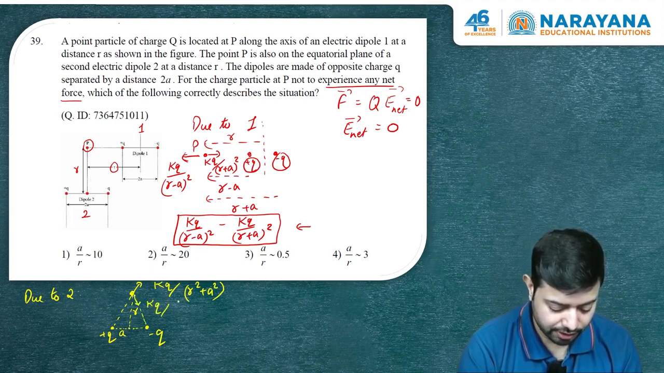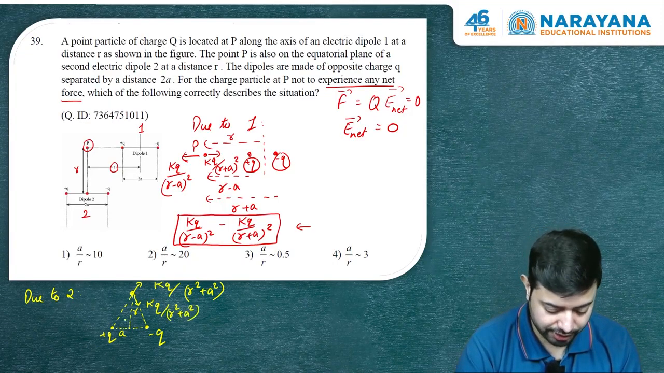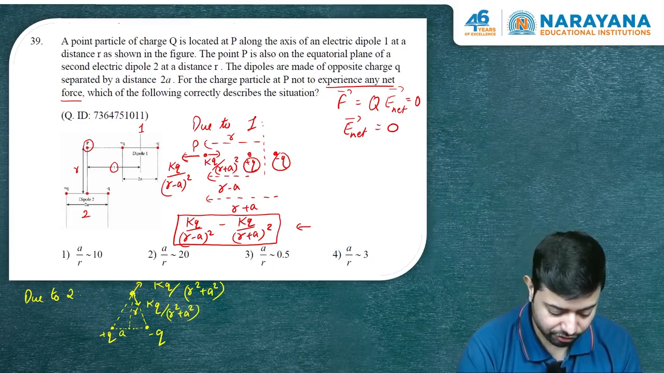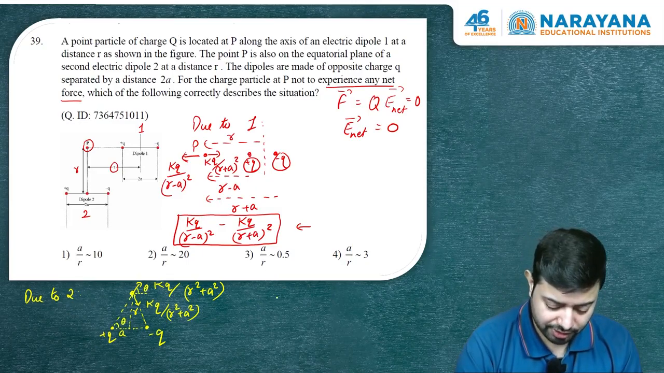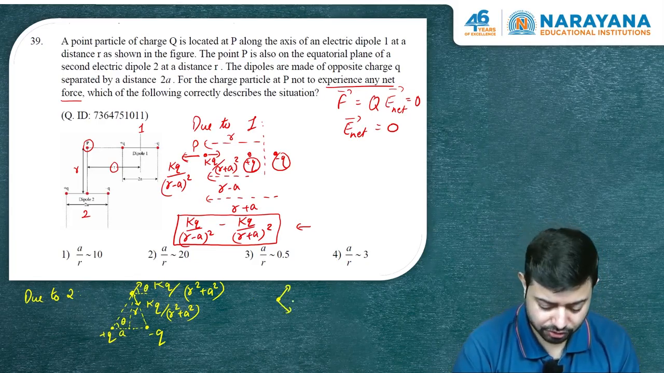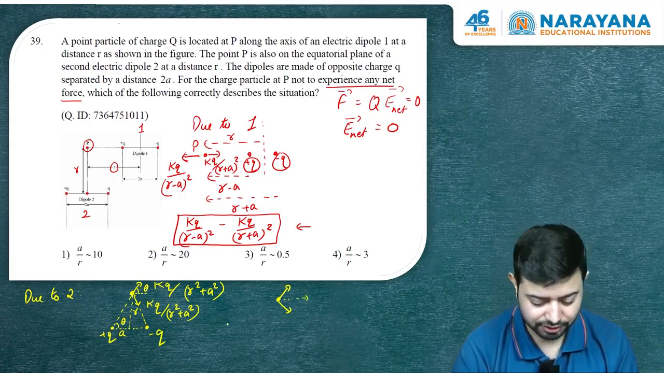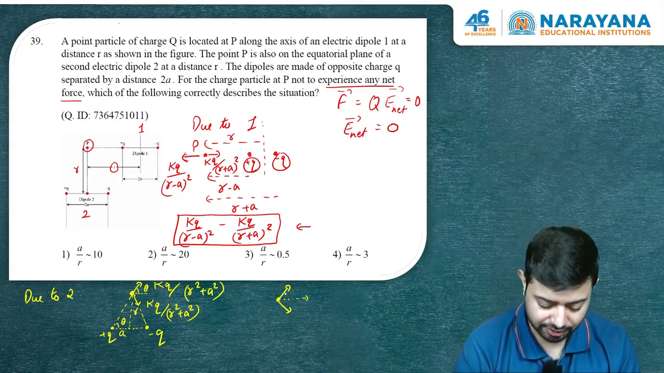kq by again same r square plus a square. So, there are two vectors now, right. If you see it here carefully, let us say this angle is theta and this angle is also theta. So, I can say now carefully that these two vectors are equal in magnitude. So, their resultant will be along the angle bisector, which is the horizontal direction only, towards the right side, right, and this angle is theta.